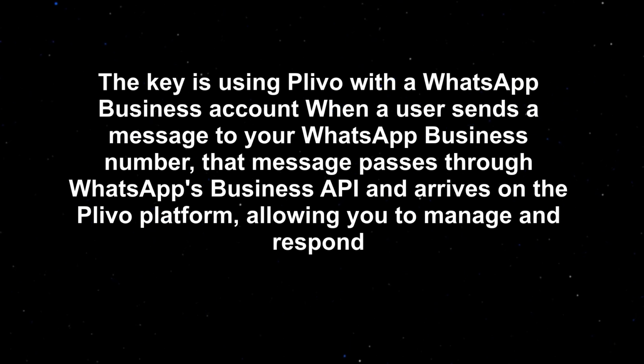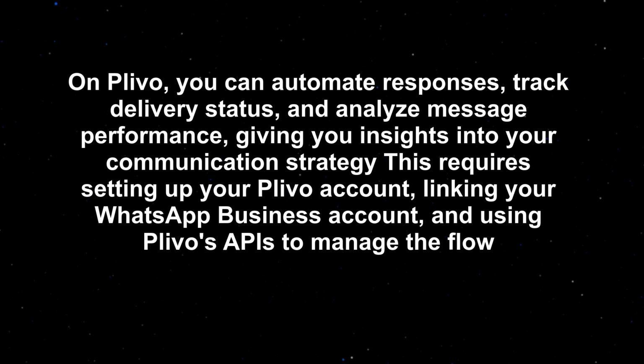When a user sends a message to your WhatsApp business number, that message passes through WhatsApp's Business API and arrives on the Plivo platform, allowing you to manage and respond. On Plivo, you can automate responses, track delivery status, and analyze message performance, giving you insights into your communication strategy. This requires setting up your Plivo account, linking your WhatsApp business account, and using Plivo's APIs to manage the flow.